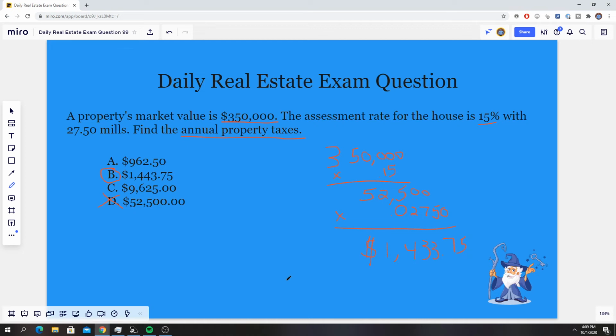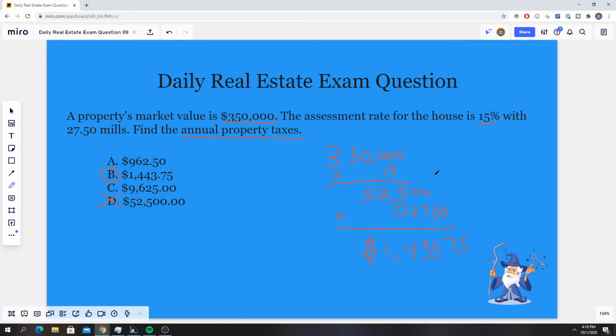Now, some people get confused at this very last step. I see it missed all the time. Sometimes they won't convert into its true form, or they'll divide, or again, maybe they'll just find the assessed value and they'll take that as the property taxes, but that's not the case. Once you find your assessed value, again, you have to multiply by the mill rate in order to find your annual property taxes.